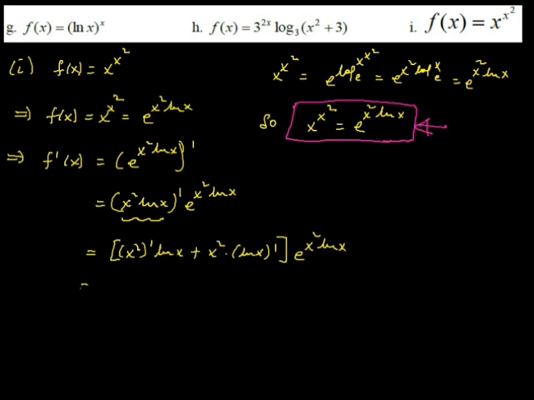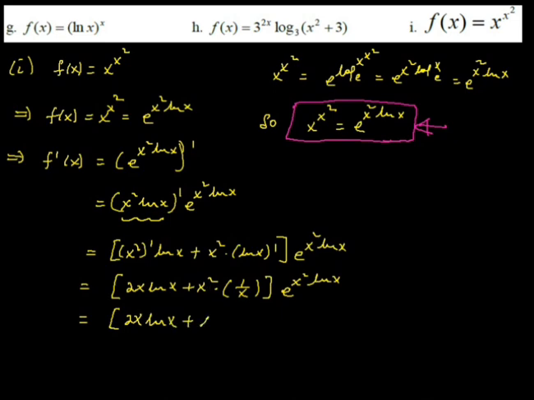This means 2x ln x plus x squared times 1 over x, times e to the power of x squared ln x. This can be written as 2x ln x plus x squared over x, which is x, times e to the power of x squared ln x. In place of e to the power of x squared ln x, you can substitute the original expression: 2x ln x plus x, times x to the power of x to the power of 2. So our f derivative is this one.